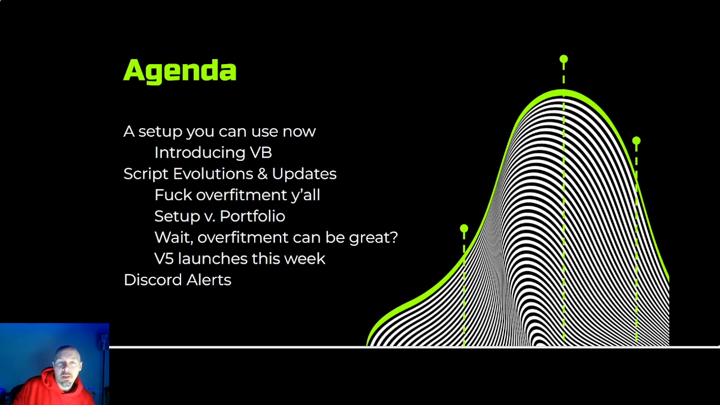We're now up to about 8 different setups. Sorry, I had to do a little counting there. 8 different setups that made it into the production script. One of which, VB, is not the best. It is the 3rd best performer, but it is the highest volume to win rate percentage. So it is a trade that you can expect to show up several times per month.